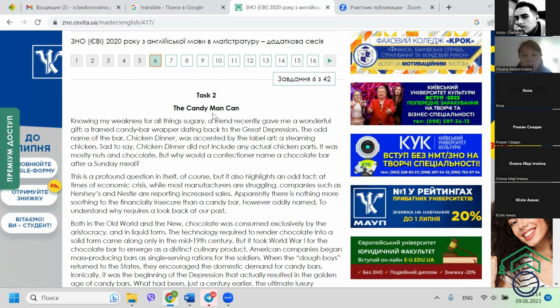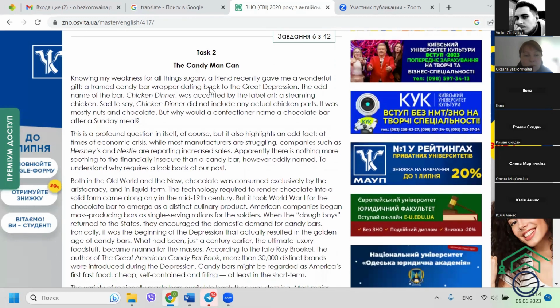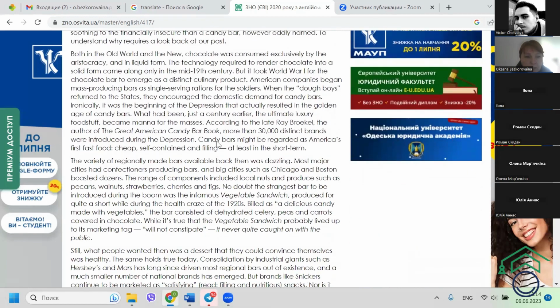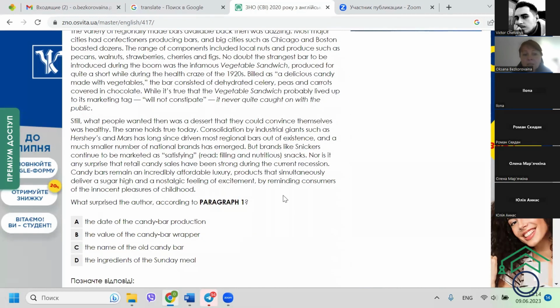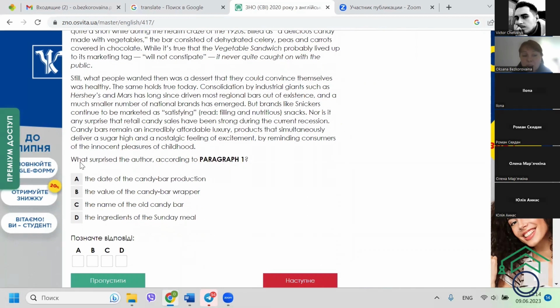So, we come to task 2. It is another big text. Before reading the text, we should read the task. The first task is what surprised the author according to paragraph 1. Let's read the options, Lena Mariachkina. What surprised the author? Read?